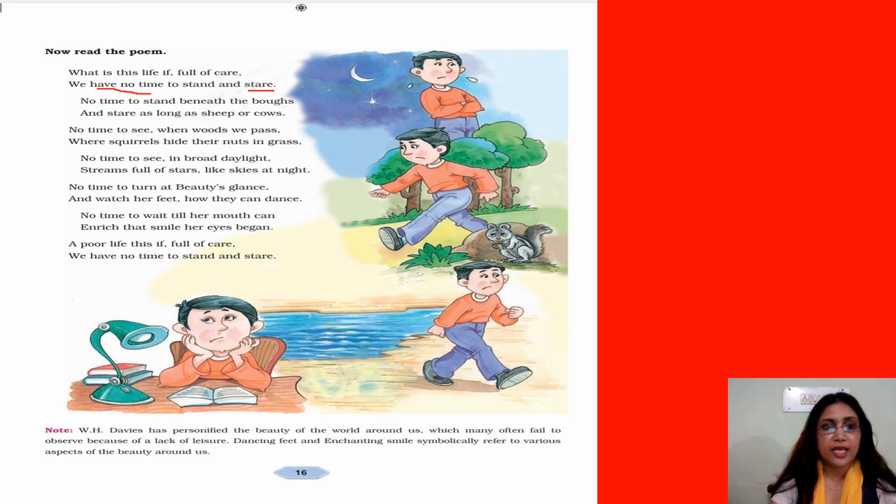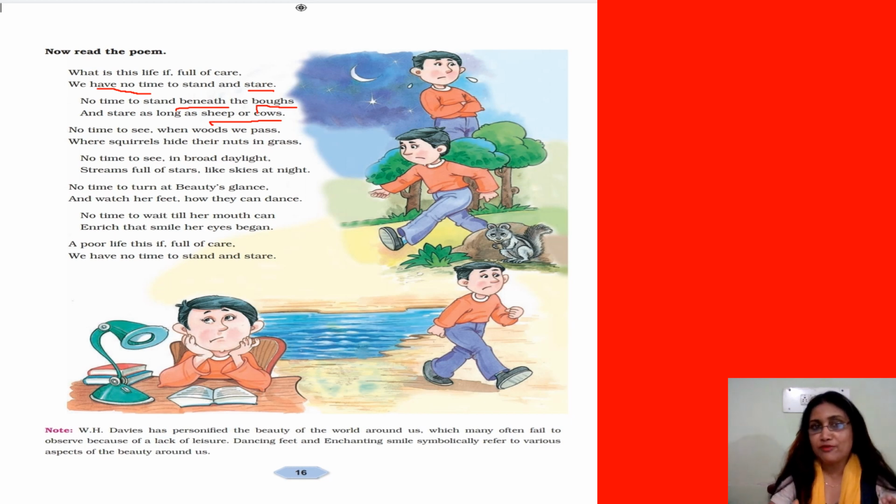No time to stand beneath the boughs. Beneath means under. Boughs means branches of the trees. The branches that stick out, that is boughs, and stare as long as sheep or cows. Now the poet is comparing this to the happy and leisurely life of sheep and cows.